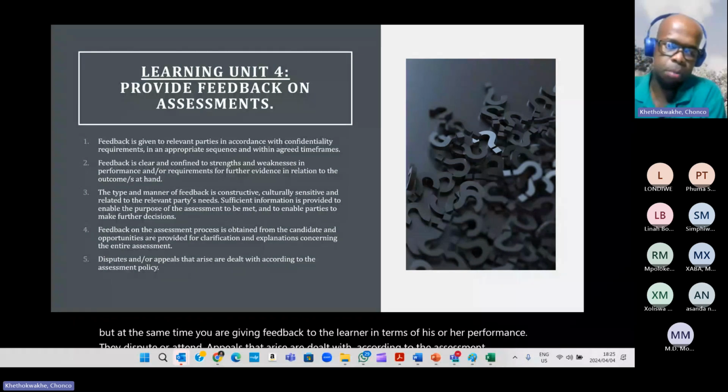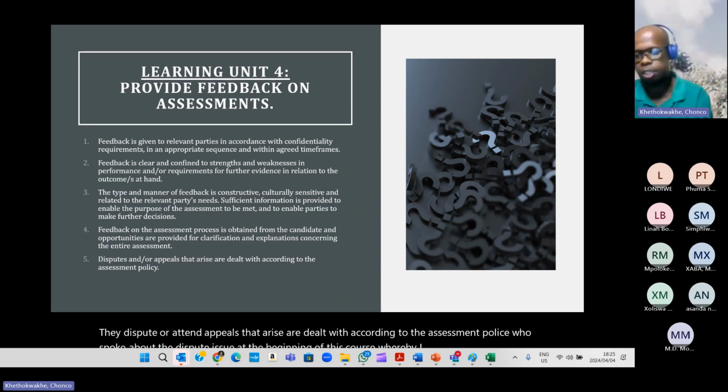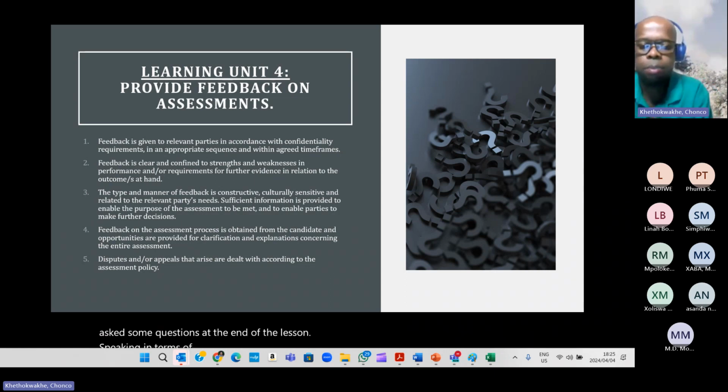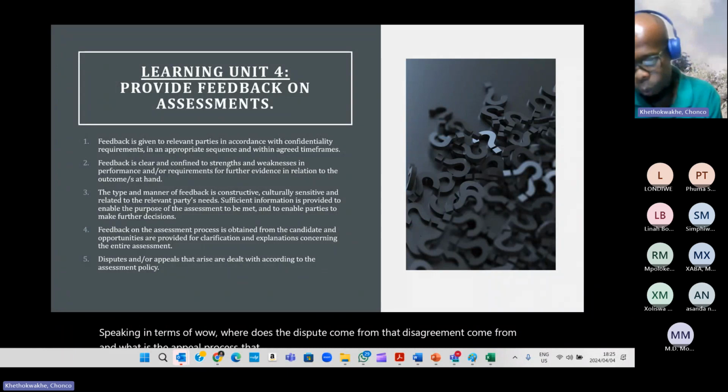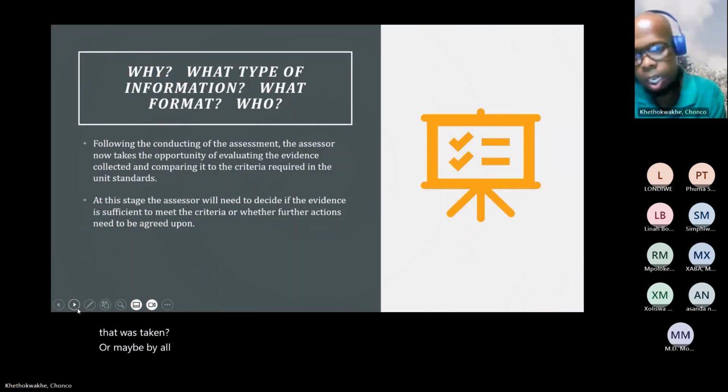We spoke about the dispute issue at the beginning of this call, whereby I remember some of you asked questions at the end of the lesson. I think it was the second lesson, if I'm not mistaken, in terms of where the dispute, that disagreement, comes from, and what is the appeal process that needs to be followed in terms of appealing a certain decision that was taken, maybe by the assessor or maybe by all the participants of the assessment.